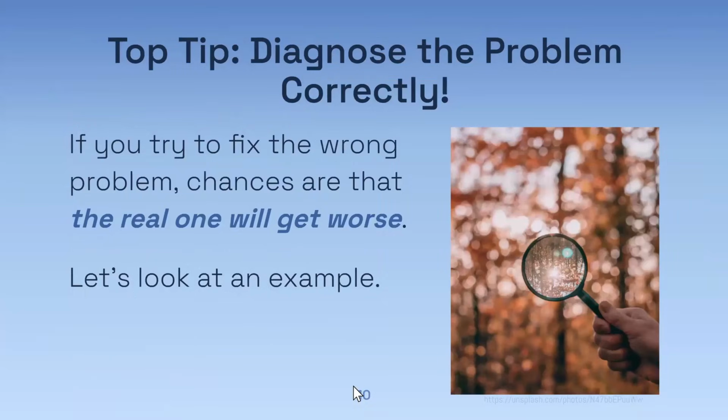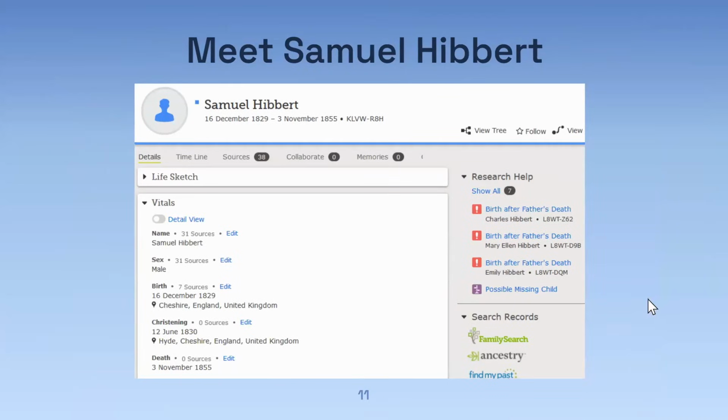Another tip that we gave last week is when you find a problem, it is very important to diagnose it correctly, because if we diagnose the problem incorrectly, in other words, we think it's problem A, but it's actually problem B, and we try to solve problem B, probably problem A is going to get worse. Here is an example. This is poor Samuel Hibbert. His record has been messed up in Family Tree.